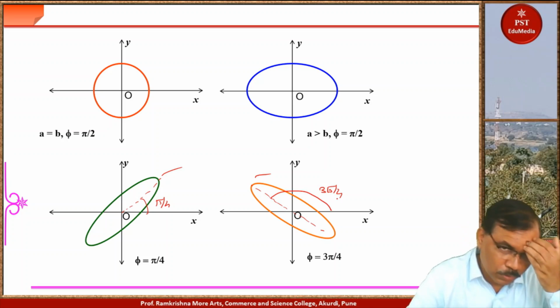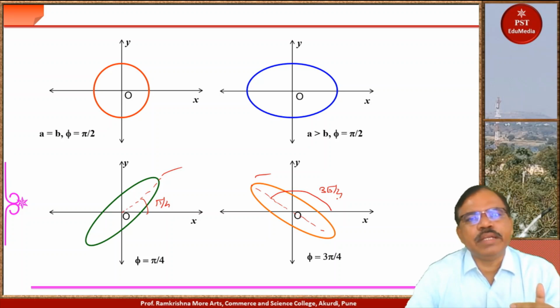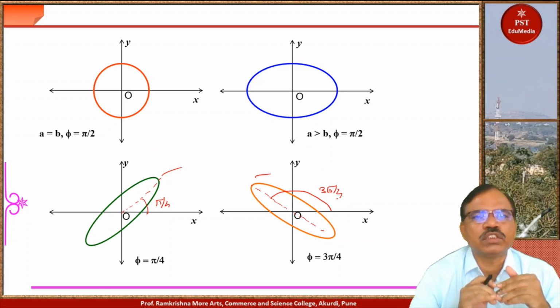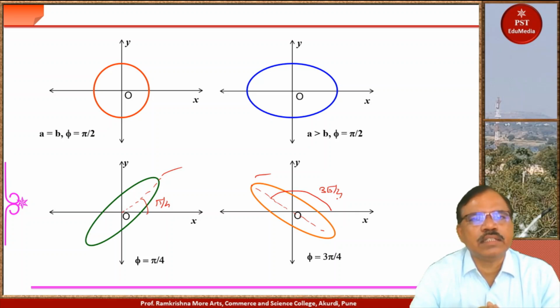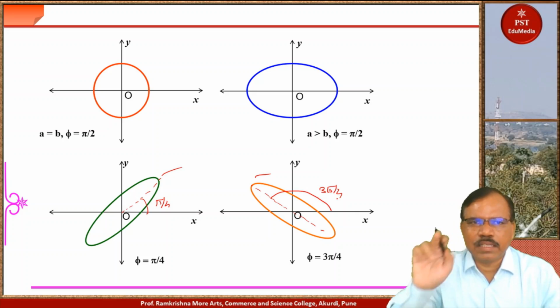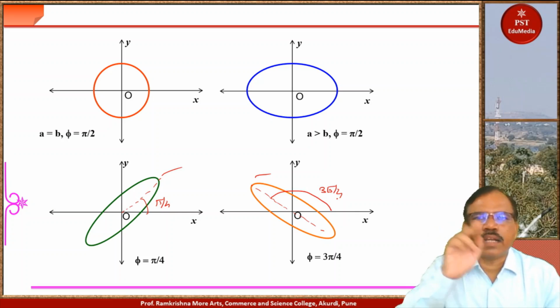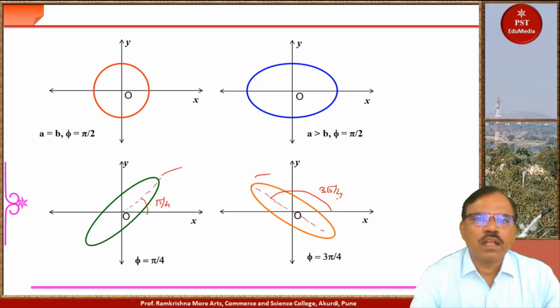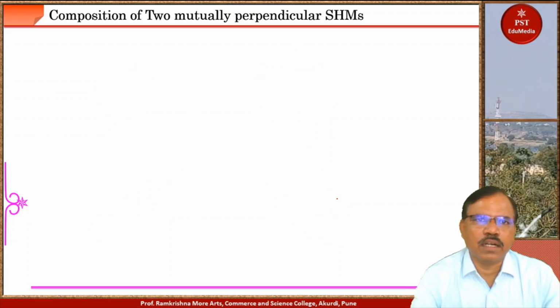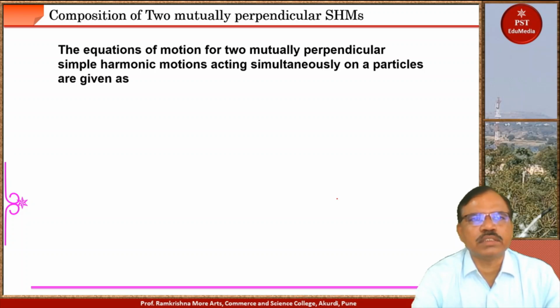So this is about composition of two mutually perpendicular simple harmonic motions having the same frequency. So you will get the path of the particle, means that the particle will move either along a circle or along an elliptical path or along a straight line. That depends on phase difference and amplitudes. Now we will go to the general one. Composition of two mutually perpendicular simple harmonic motions.